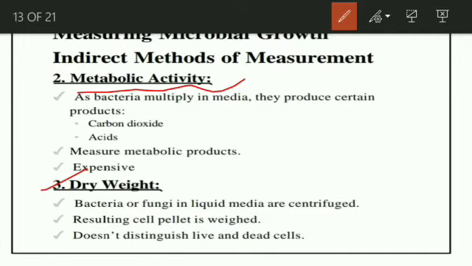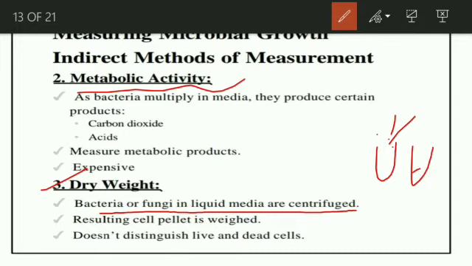And dry weight methods. In dry weight methods, bacteria or fungi in liquid media are centrifuged. Do you know what is centrifuge? For example, this is the solution, and when you apply centrifugal force, then what happened? All the contents of bacteria are pelleted at the bottom, that is collected finally, and the resulting cell pellet is weighed, and they determine the dry weight.